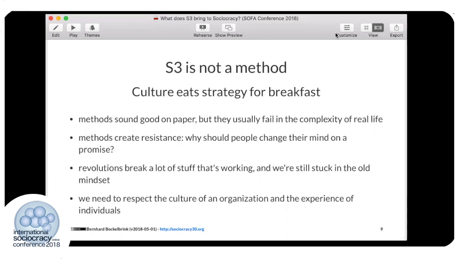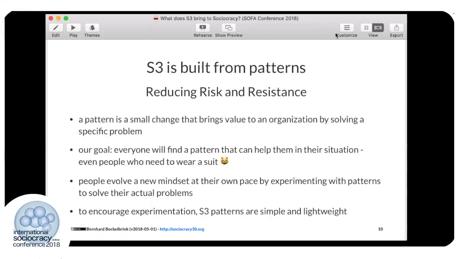Because methods, they sound really good on paper, but they usually fail in the complexity of real life. They create resistance because why should people change their mind just on a promise that this is going to be good? And if you look back at revolutions in the course of history, we find that they break a lot of stuff that's actually working, and people are still stuck with the same old mindset they had before the revolution. So we thought we need a way to respect the culture of an organization and the experience of individuals.